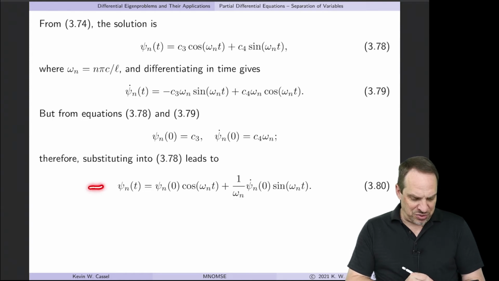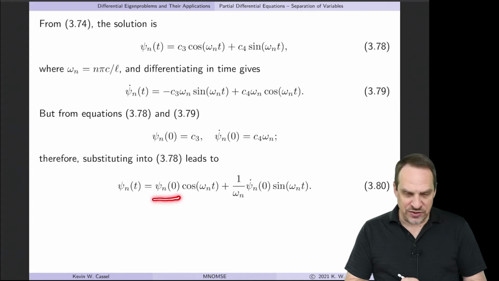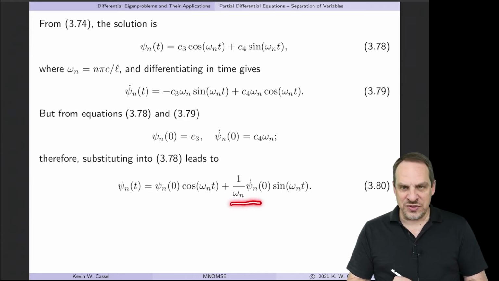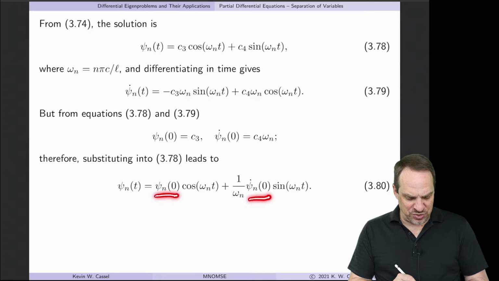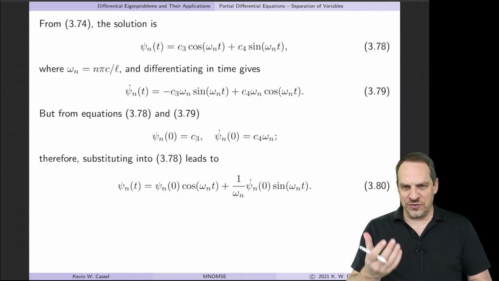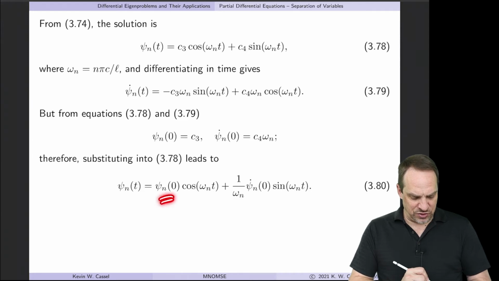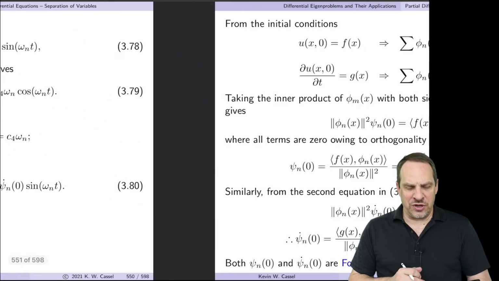So that gives us a replacement for equation 378. Psi of t is psi at 0 times cosine omega t plus 1 over omega times psi dot at 0 times sine omega t. And it still remains to determine expressions for the psi at 0 and the psi dot at 0. There's an infinity of them because n goes from 0 to infinity. So let's talk about how to get those.